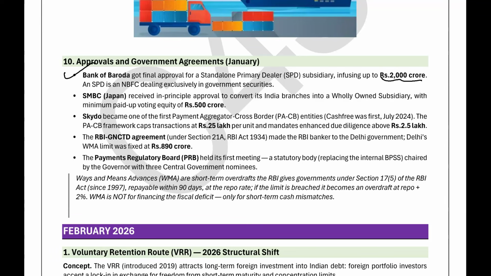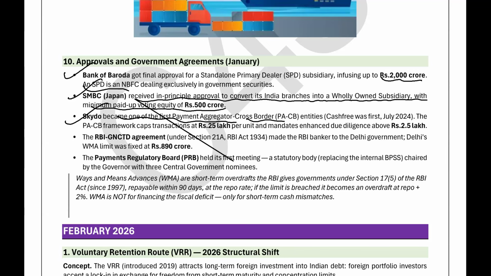ठीक है. Now an SPD is an NBFC dealing exclusively in government securities. और ये समझ लो, second one liner news है, SMBC Japan, it has received in-principle approval to convert its India's branches into wholly owned subsidiary with minimum paid up voting equity of rupees 500 crore. Skydo became one of the first payment aggregator cross border, that is PACB.